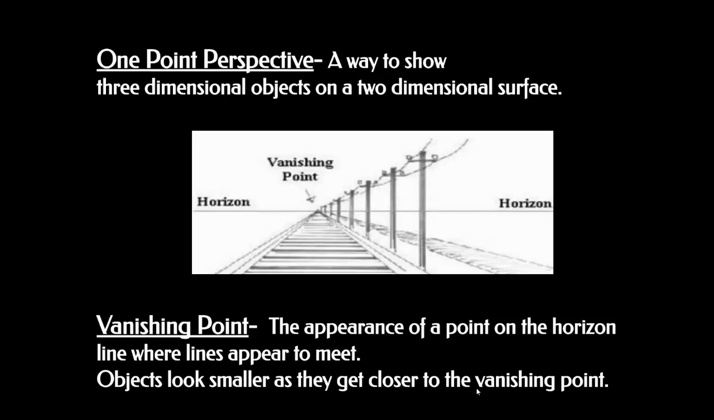Let's look at the telephone poles. And notice how the telephone poles appear taller and wider closest to you, the viewer. And as they get closest to the vanishing point, notice how small they are. They're shorter and narrower. I'd also like you to notice how the space in between the poles changes. It becomes smaller.